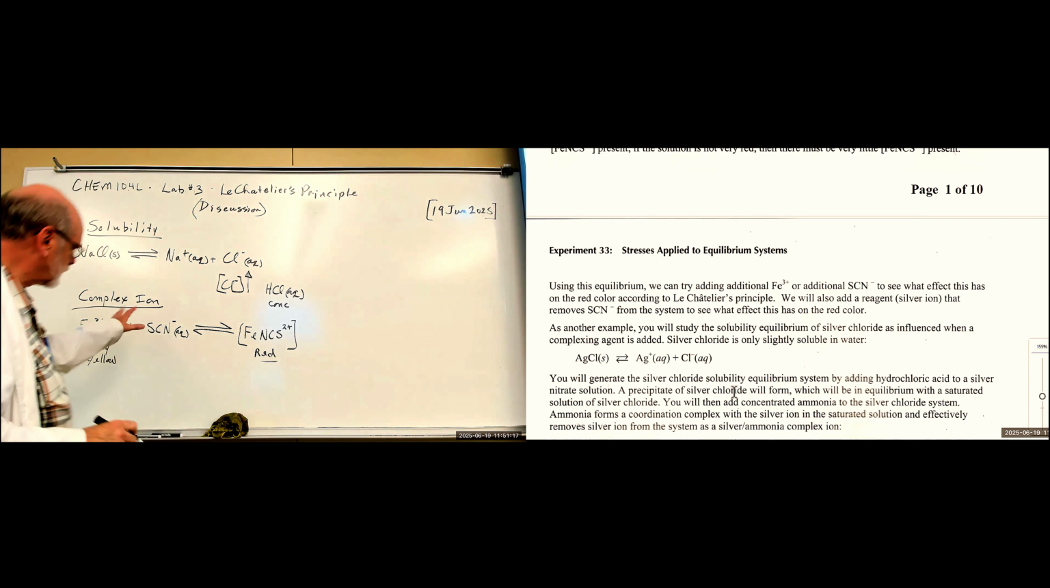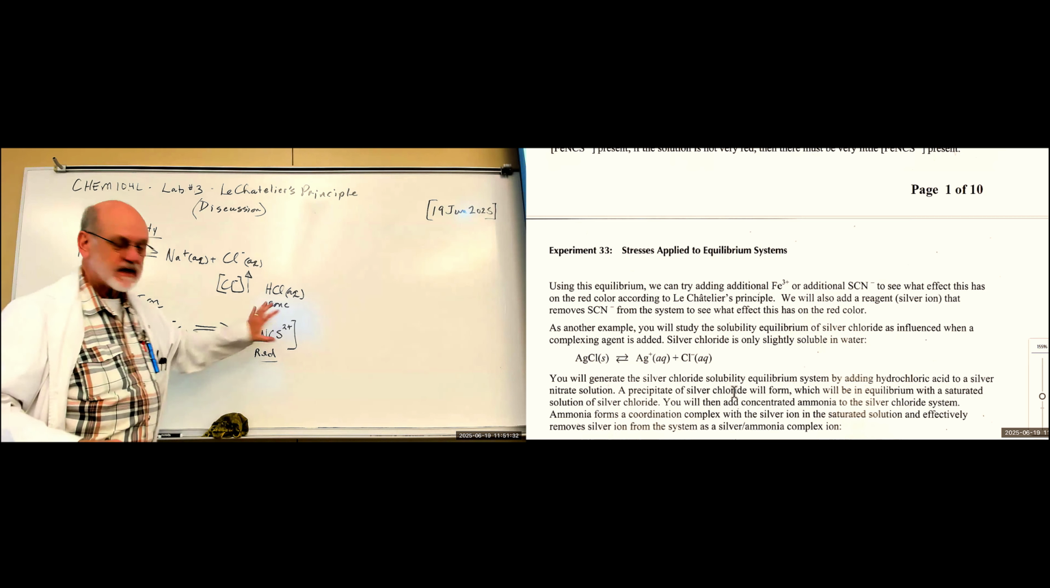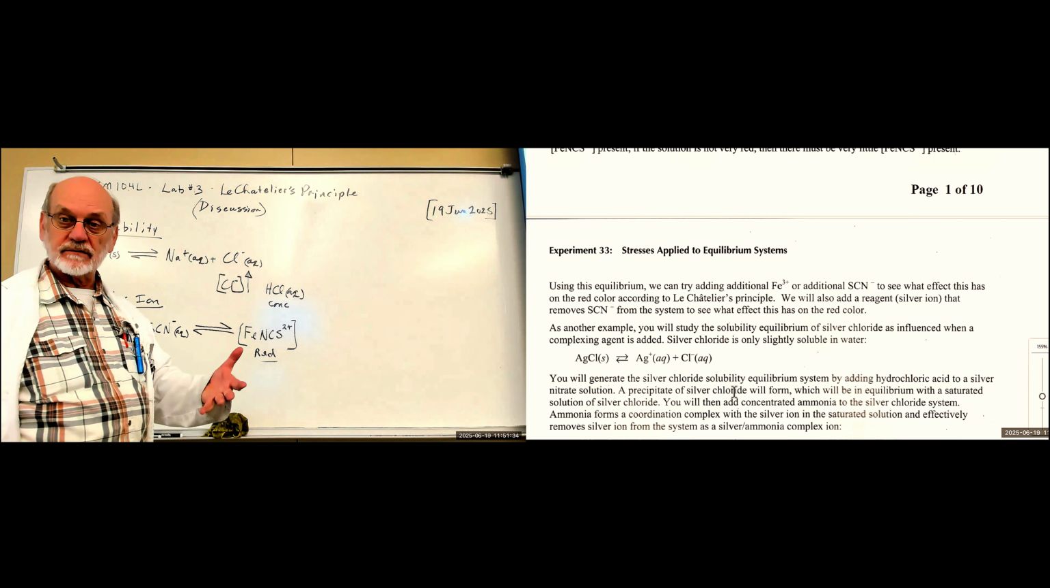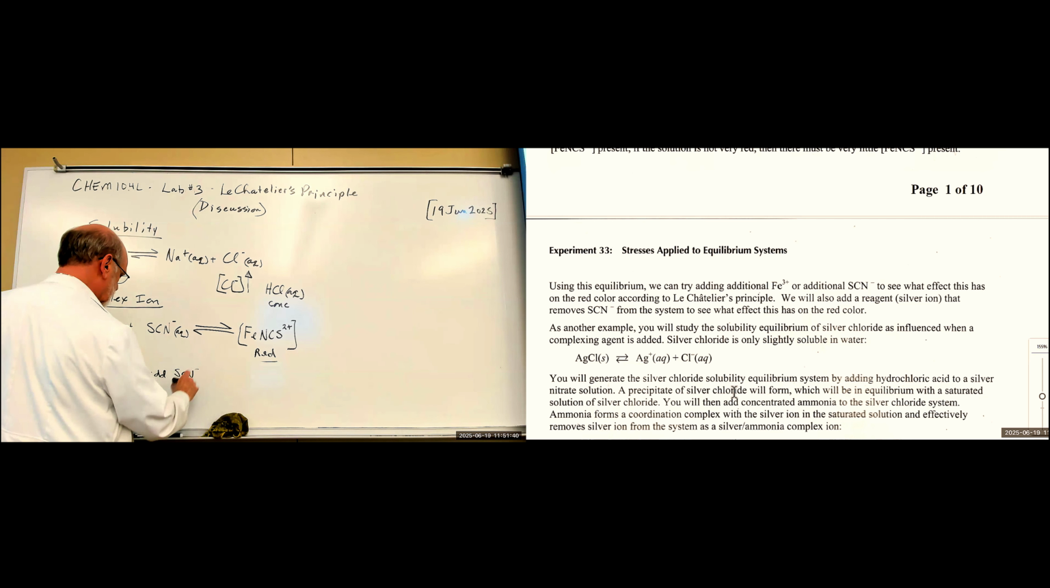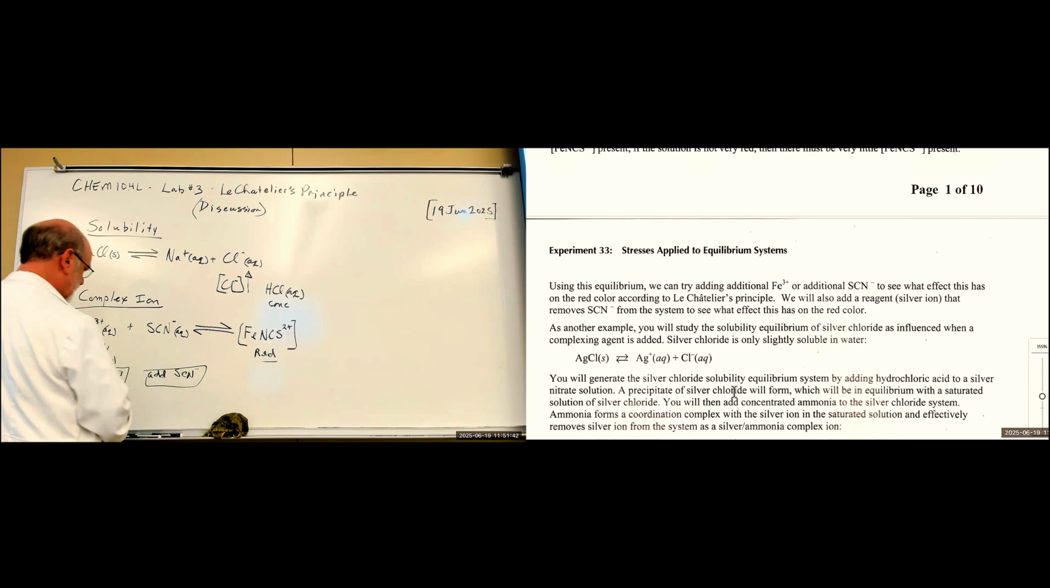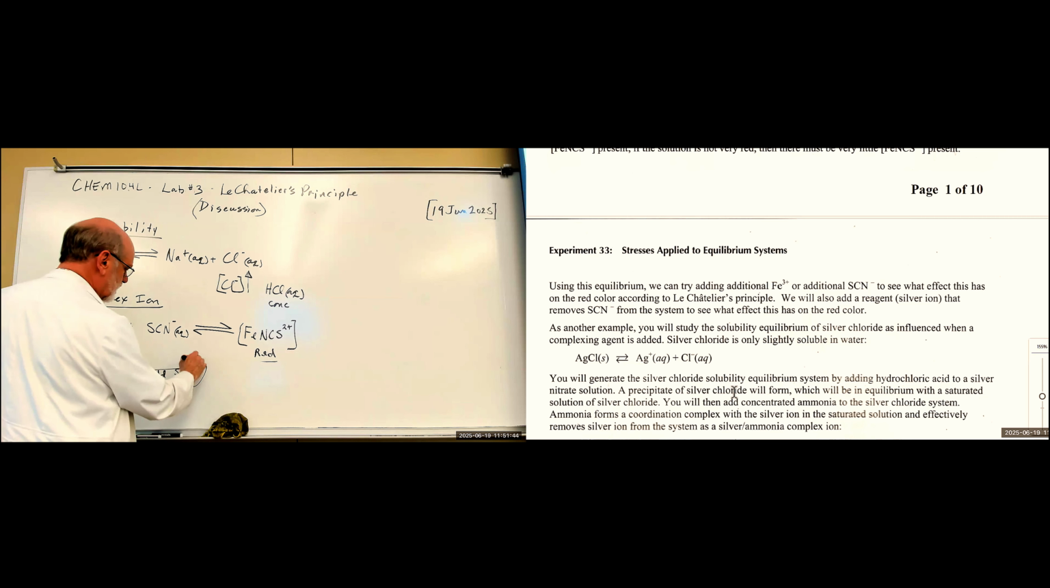Okay, so how are we going to influence this reaction? Well, one way is we can add iron 3+ ions. That should drive the reaction this way to produce a redder solution. Or we can add thiocyanate ions. And that will also drive to the right.